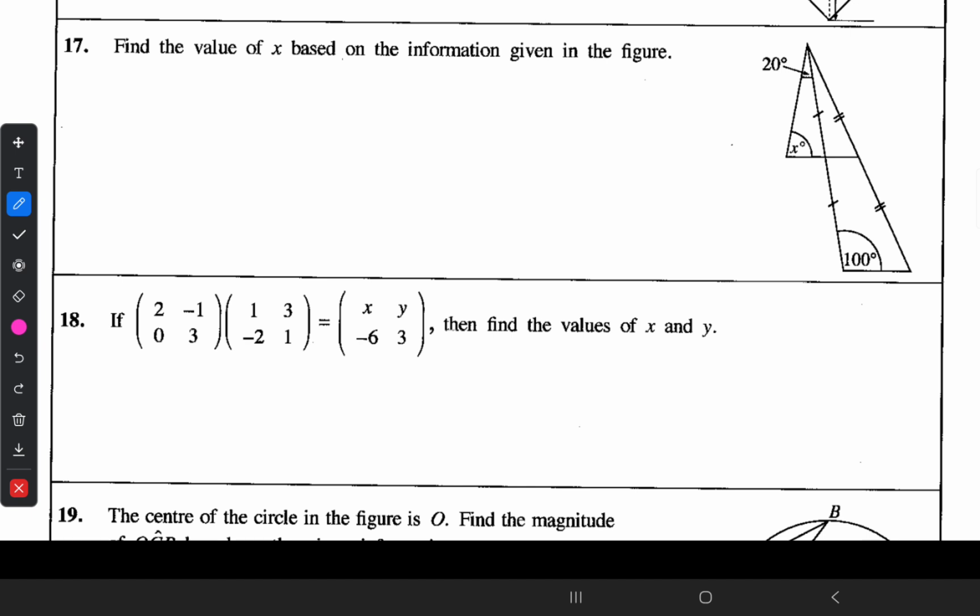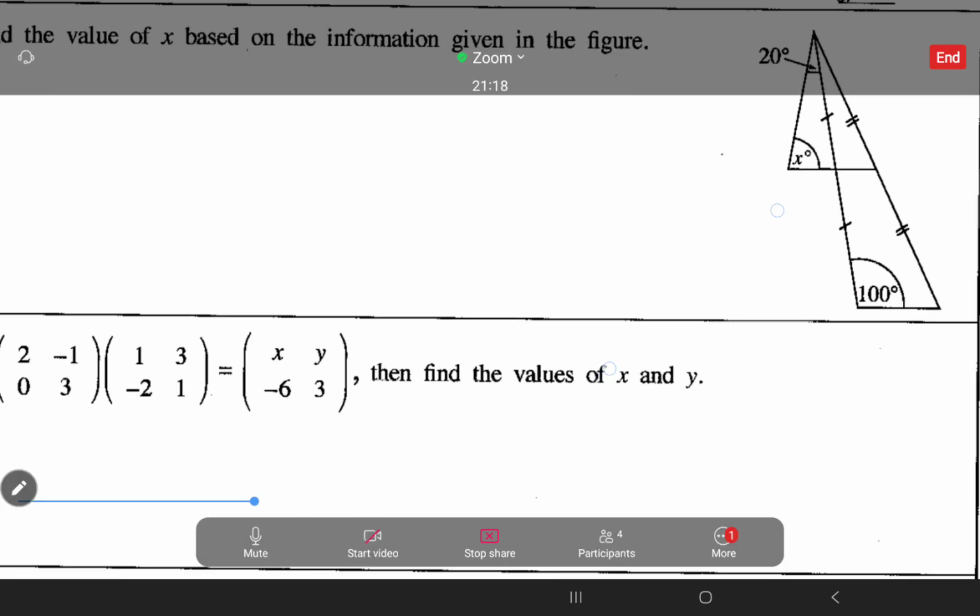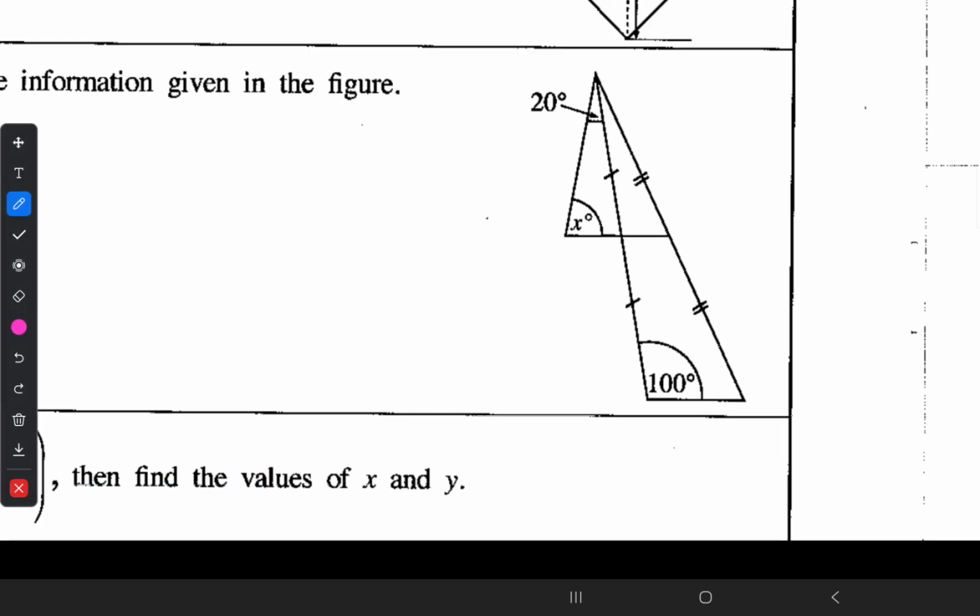Next, 17th question, midpoint theorem. So when we connect midpoint of two sides of a triangle, this connected line would be parallel to the third side and half of its length. The parallel one is needed here because we need to find the angle based on the diagram. Midpoint theorem says when you connect midpoints of two sides of a triangle, that line should be parallel to the third side of the triangle.